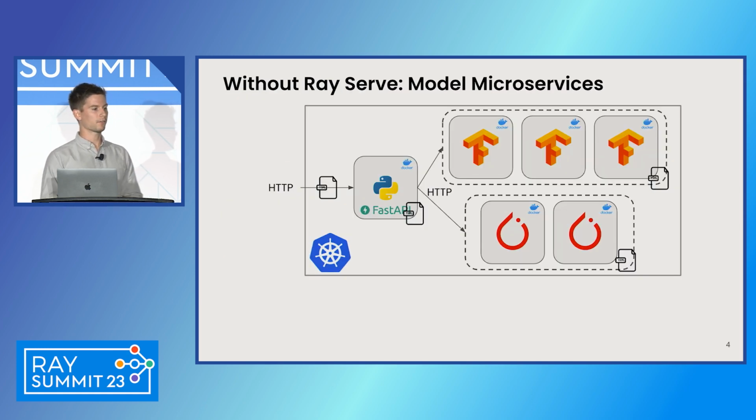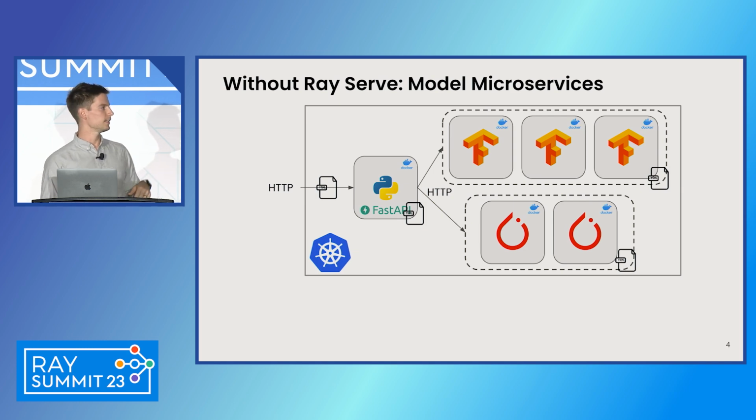Before I talk about RayServe, I first want to talk about some of the problems that we're trying to solve with it. Many of the customers and users that we've worked with come to us with an architecture that looks something like what is on the screen right now, which we call model microservices. This is an architecture diagram of an application that has two models, one TensorFlow and one PyTorch.